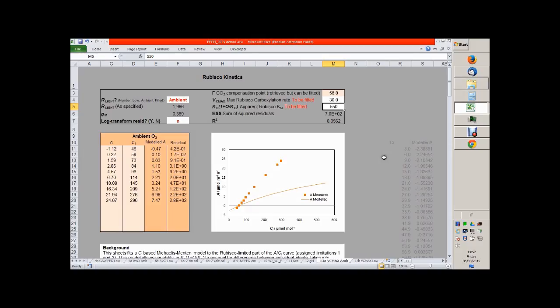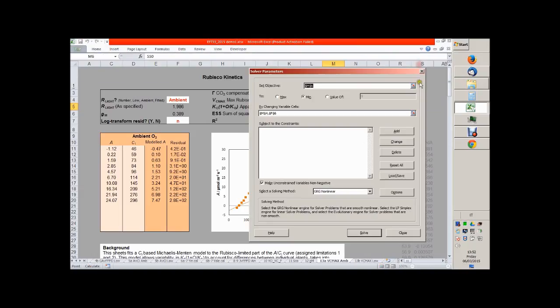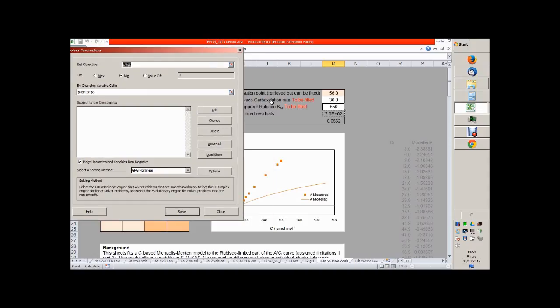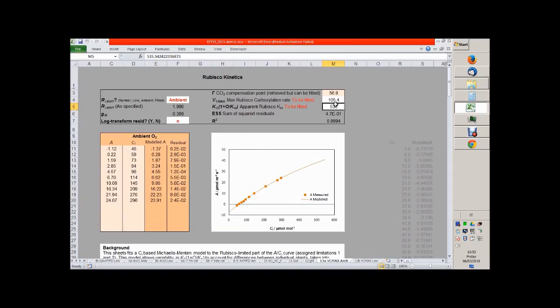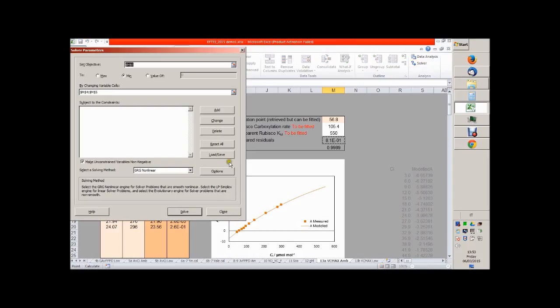Different methodological alternatives are possible. In particular, different parameters can be fitted or assigned a literature value. For example, we could fit both the apparent Rubisco Michaelis-Menten constant and Vc max together in a single fitting step. In alternative, Km could be set to a literature value, for instance 550, and only Vc max can be fitted. We remove Km from the variable cells and we fit only Vc max.